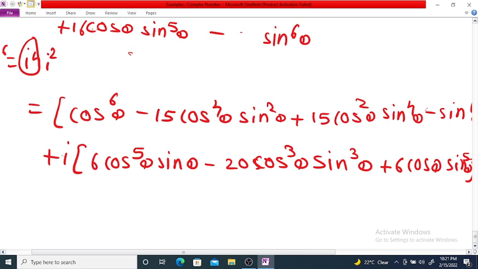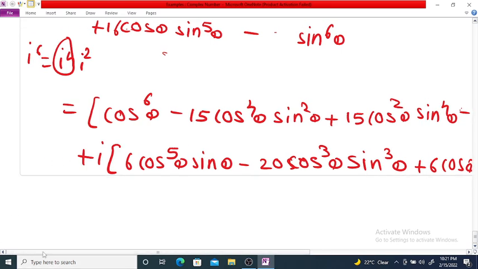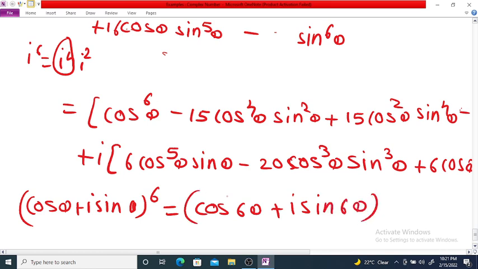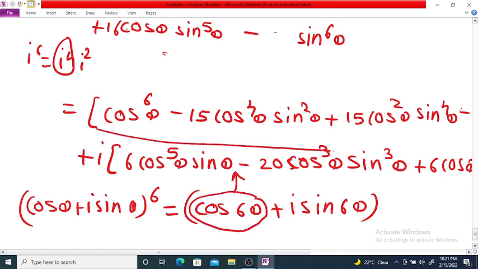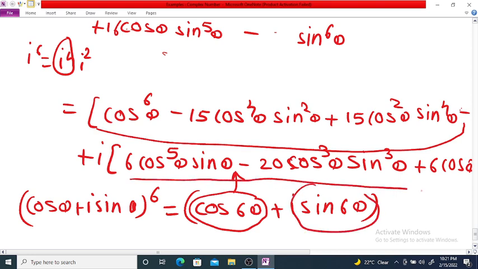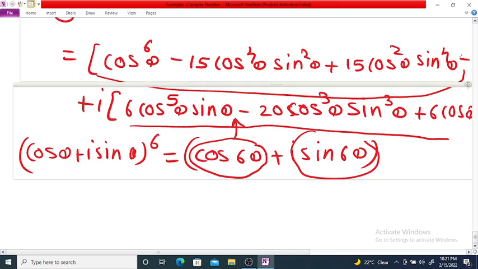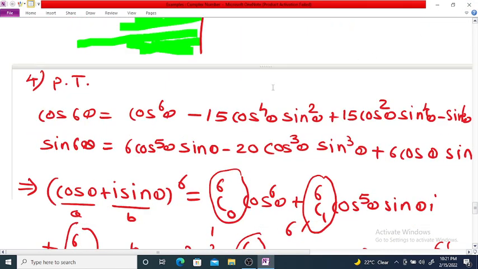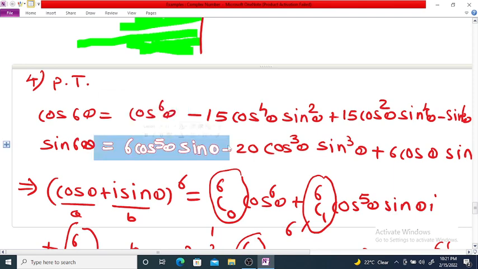Now this is the right hand side. On the left hand side it is (cos theta plus i sin theta) raised to 6. By using De Moivre's theorem, this is nothing but cos 6 theta plus i sin 6 theta. Now if you equate the LHS and RHS, the real part is equal to this term, and the imaginary part sin 6 theta is equal to this. So cos 6 theta is equal to this, and sin 6 theta is equal to this. Thank you.